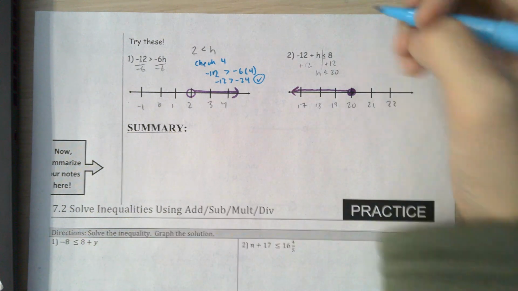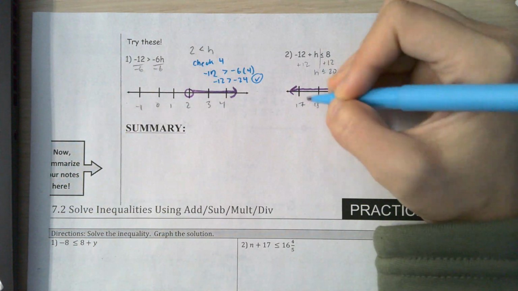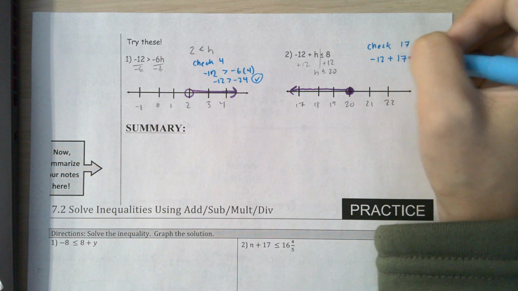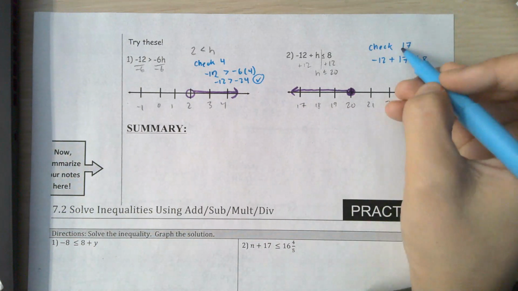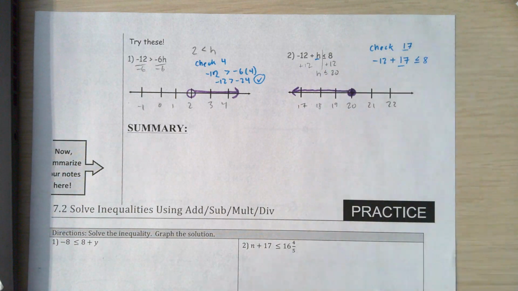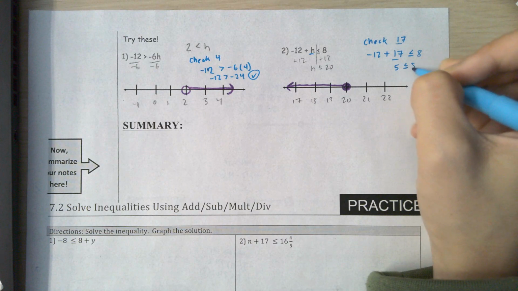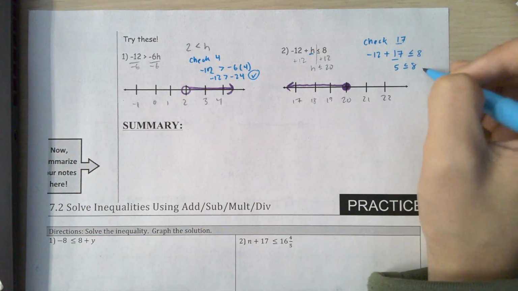And then I'm going to check. Let's check 17. So I have negative 12 plus 17 is less than or equal to 8, right? So I'm just plugging the 17 into this h. Negative 12 plus 17 is 5. 5 is less than or equal to 8, so I know that I did it correctly.